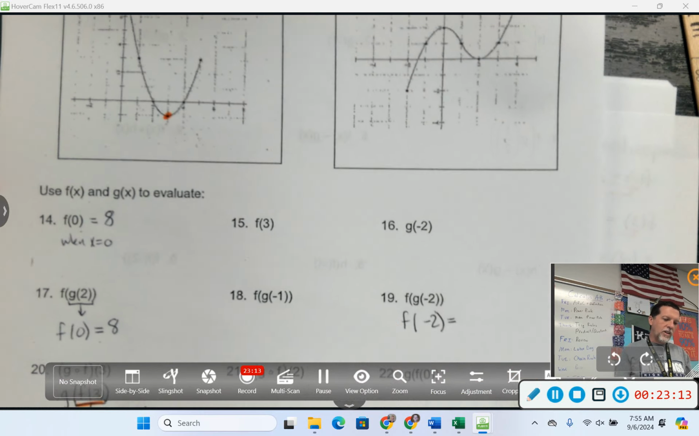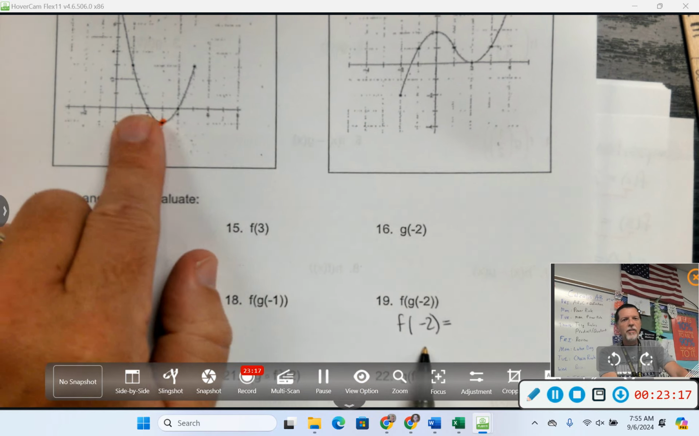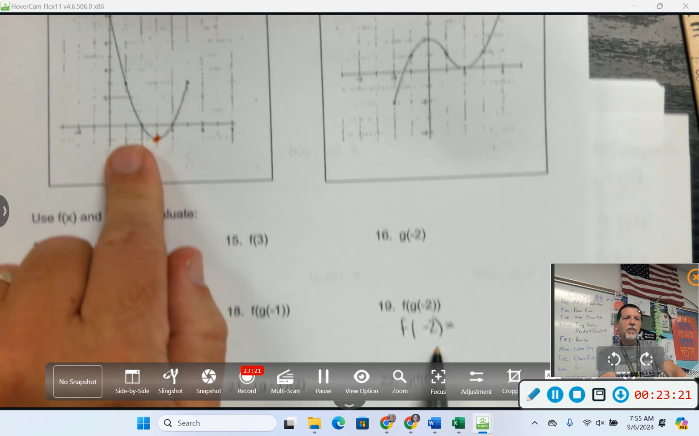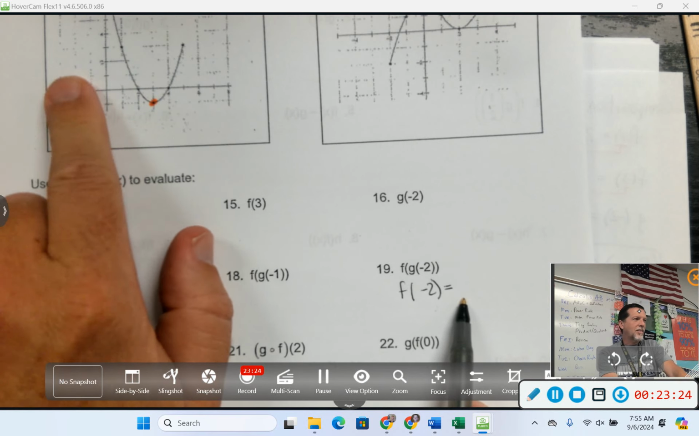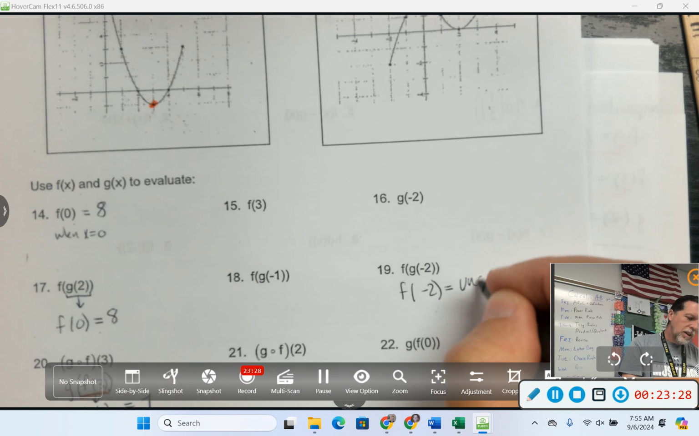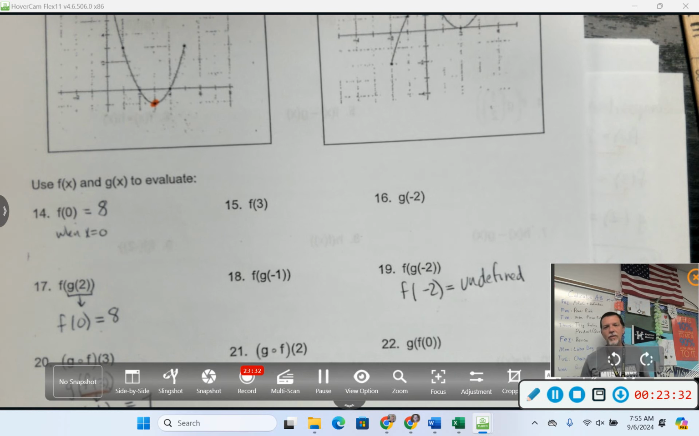Oh, good question. Okay, 19. g of -2 is -2. Yes. f of -2. Well, can you think of a mathy word for what you said? That's undefined. I would say undefined. No solution would work too. Because f is not defined over at -2. There is no f of -2.